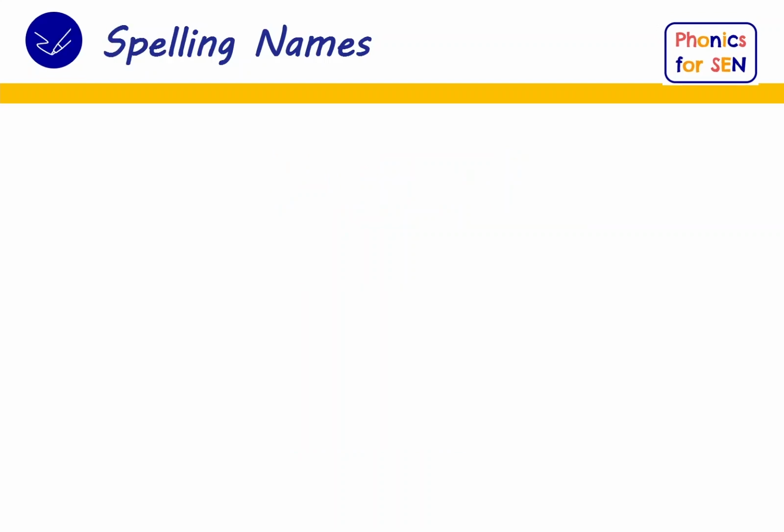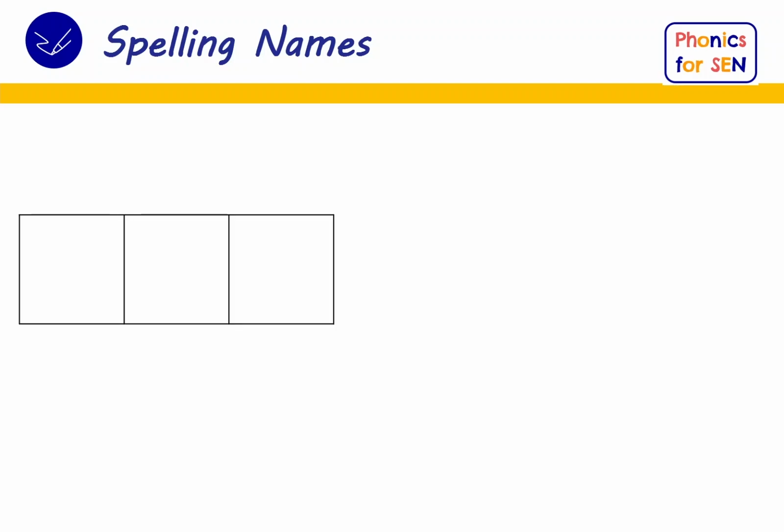A similar coded approach can be taken to spelling. It's helpful to give pupils a place to write each sound spelling, such as writing in boxes or on a series of lines, one for each sound. In all of these strategies, it's really important that the pupil says the sound at the same time as writing the sound spelling. This reinforces the relationship between the sound and how to write it. Let's think about the name Tess.